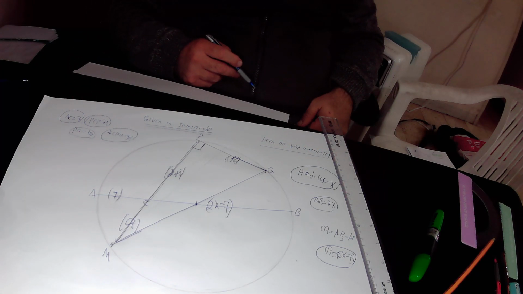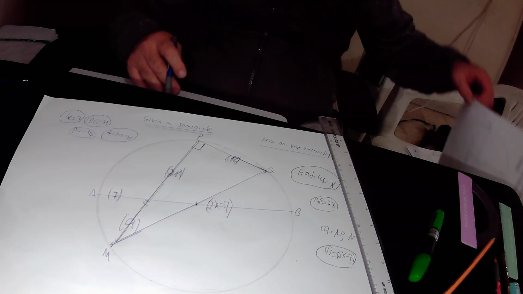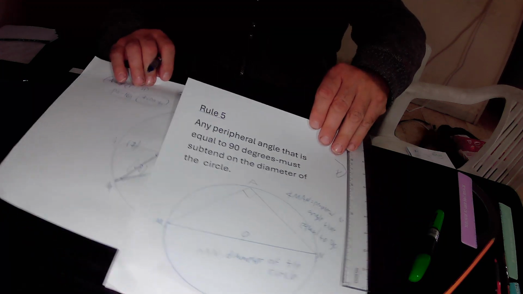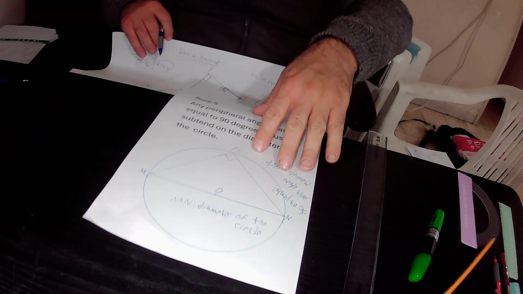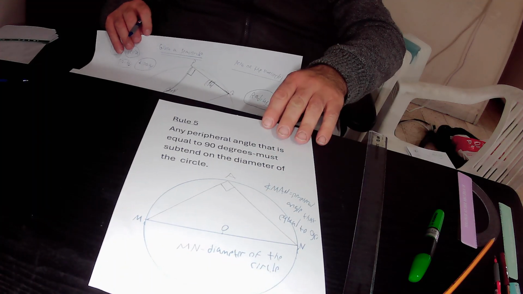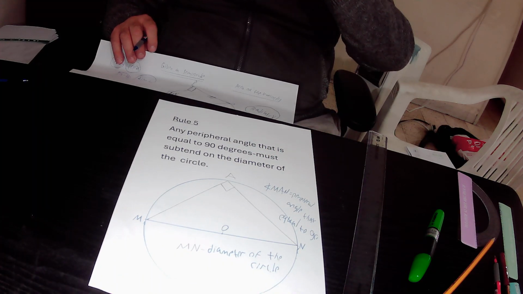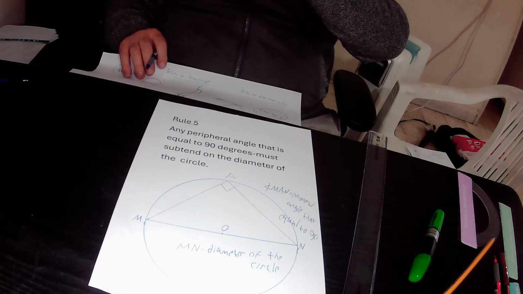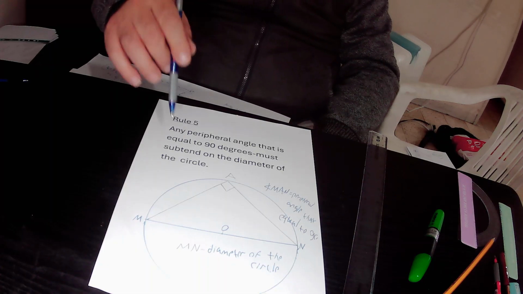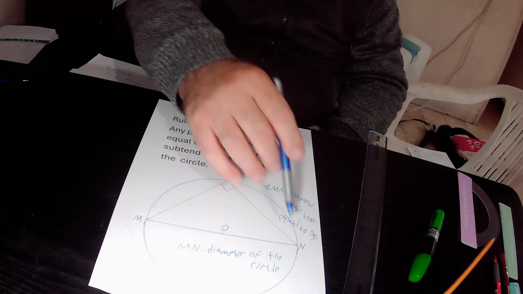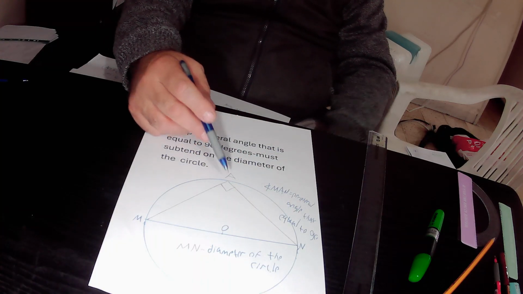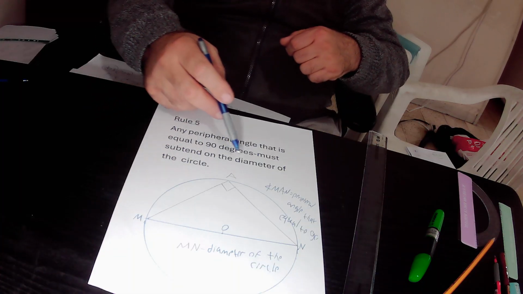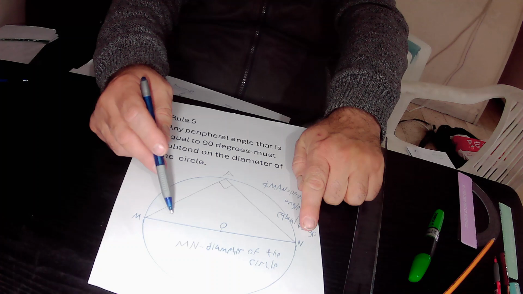So we can implement here Rule 5. So I'm going to click on Rule 5. Rule 5 is true in any circle. So this circle could be any circle. According to Rule 5, any peripheral angle that is equal to 90 degrees in its size must subtend on the diameter of the circle. So in the moment we have a circle, this is peripheral angle MAN that is equal to 90 degrees in its size, and therefore peripheral angle MAN must subtend on the diameter of the circle. Peripheral angle MAN subtends on chord MN, that is the diameter of the circle.